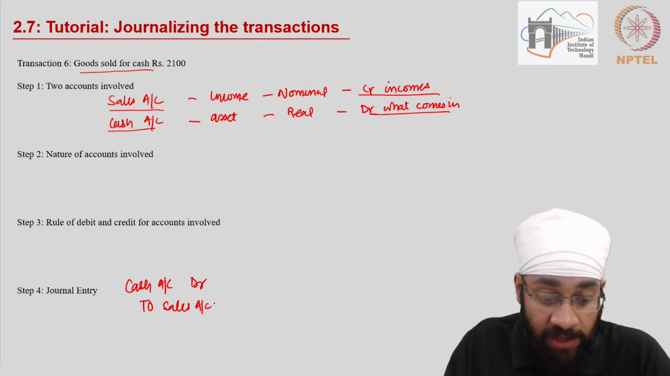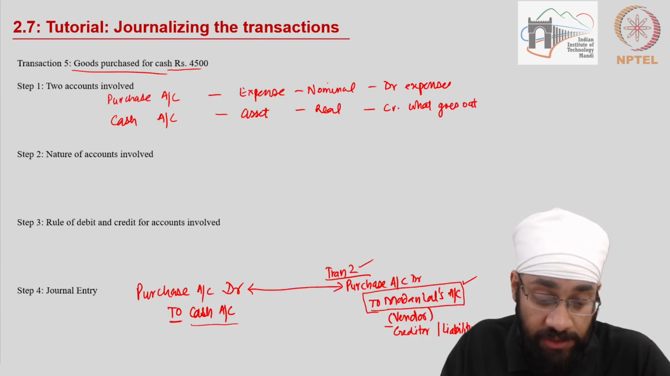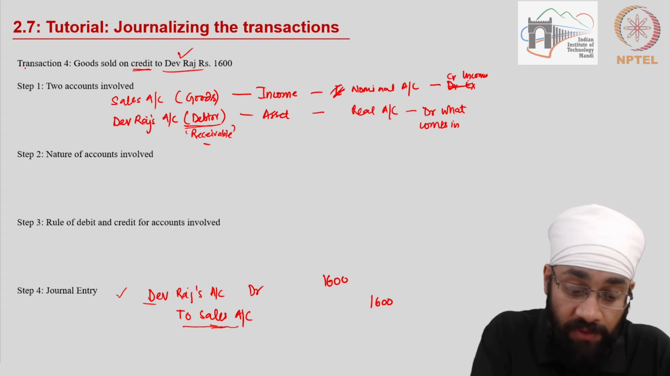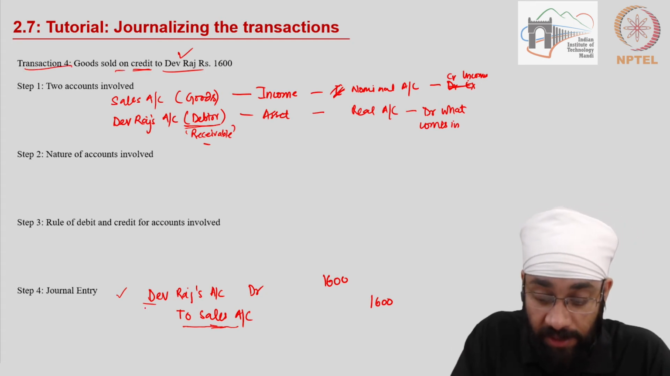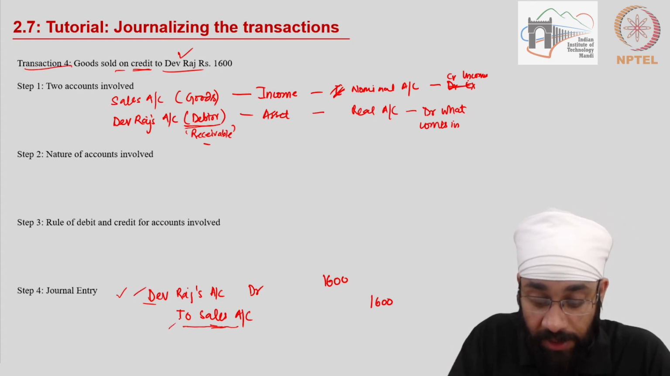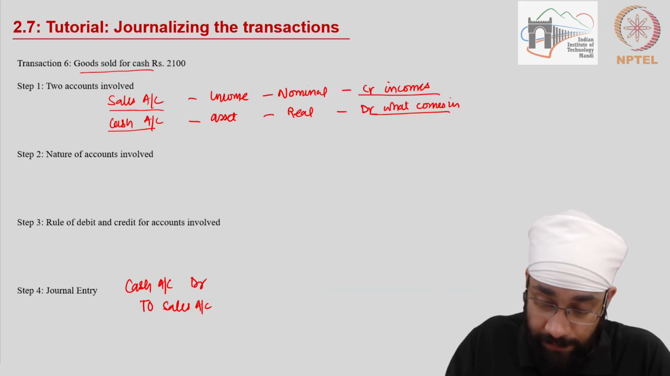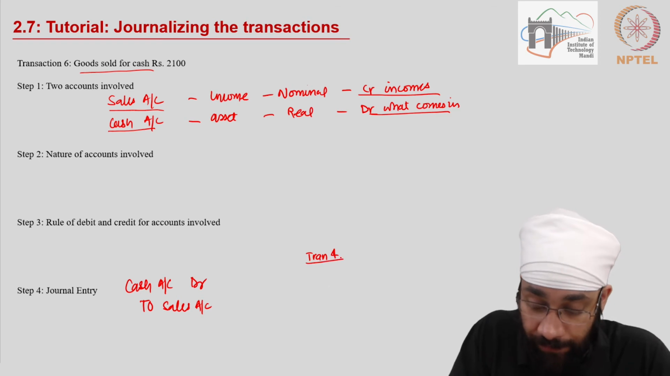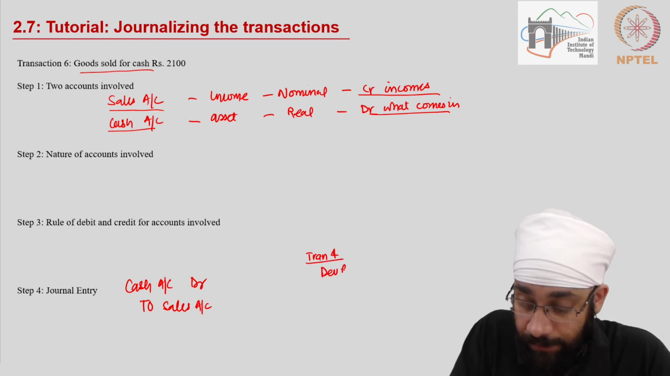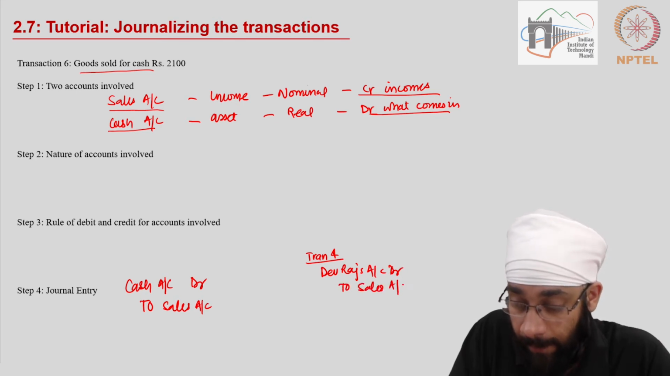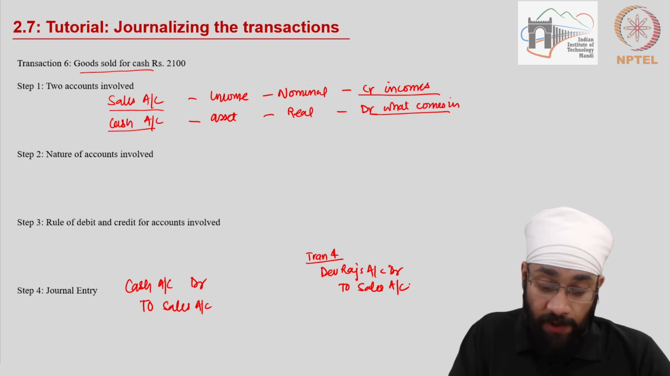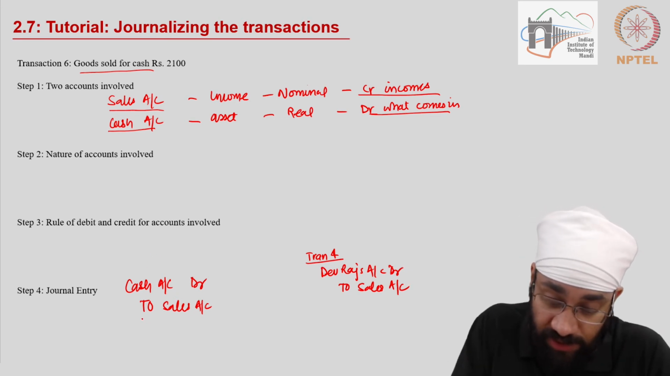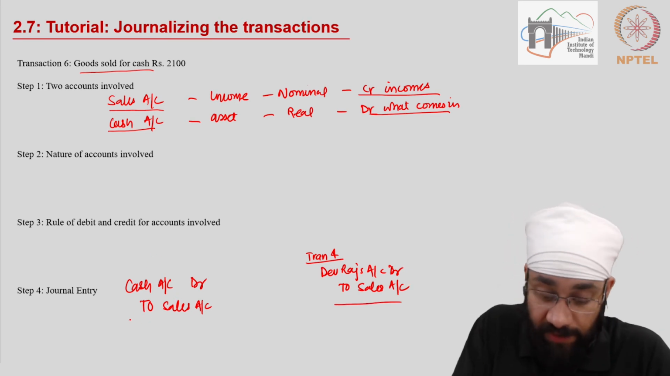Let me go back to the credit sale transaction. Transaction 4, where we had a credit sale, the entry was Devraj's account debit to sales. So let me write transaction 4 here. Devraj account debit to sales account. Okay, so this is a cash transaction, this is a credit transaction.